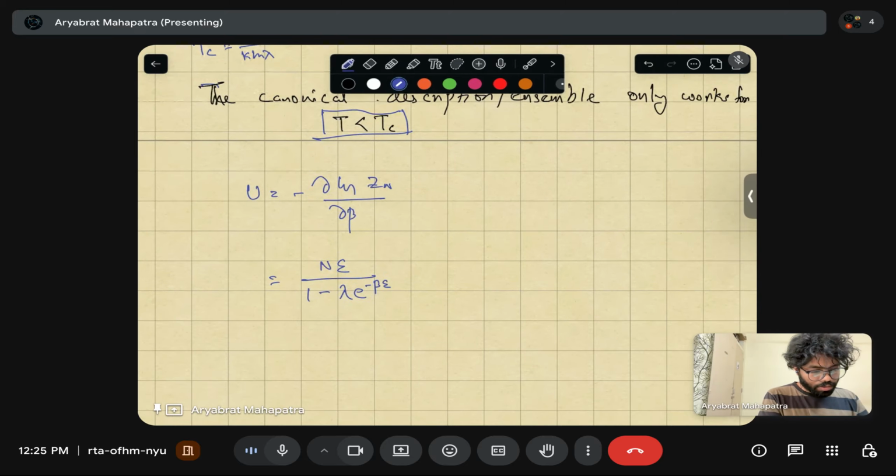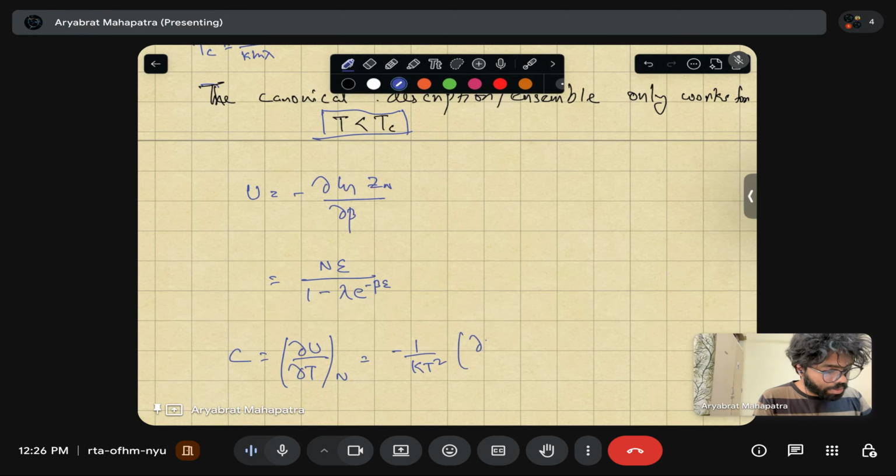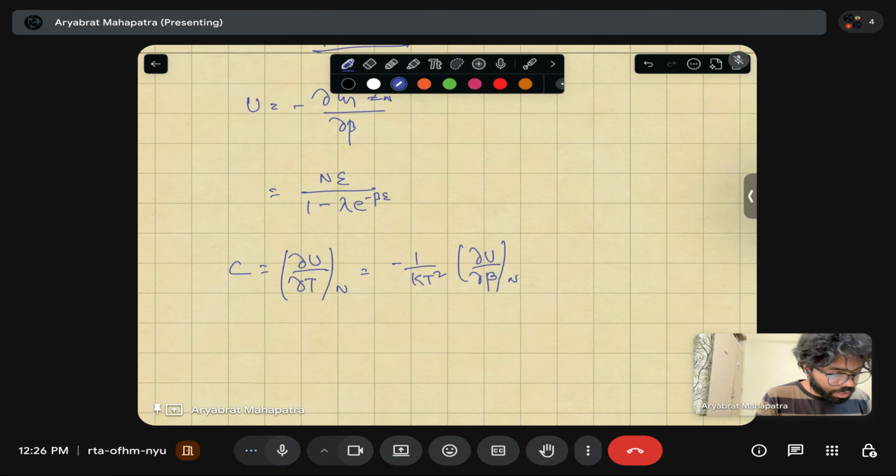And then again, if you take the derivative with respect to temperature, so del u over del T, keeping n constant, which we did before, to take negative 1 over kT square times del u over del beta, that is also your specific heat in terms of the derivative with respect to beta.